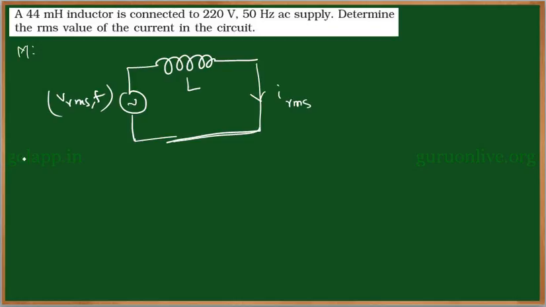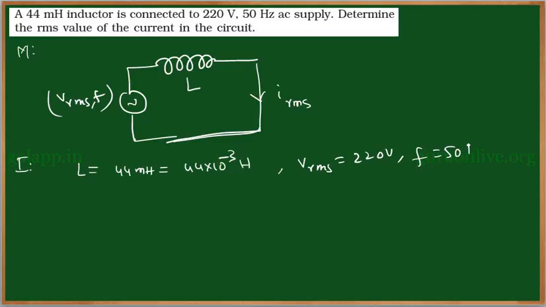That is our motive. Now come to the investigation part. L is given. L is equal to 44 millihenry, that is equal to 44 into 10 to the power of minus 3 Henry, and VRMS is equal to 220 volts and frequency F is equal to 50 Hz. We need to find out IRMS.